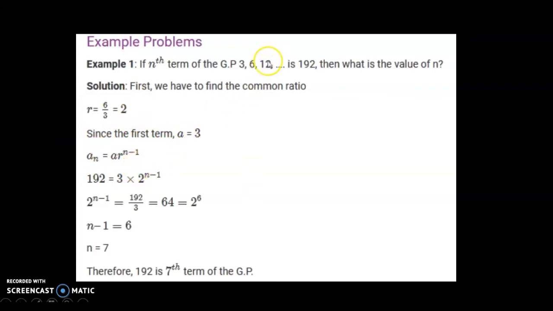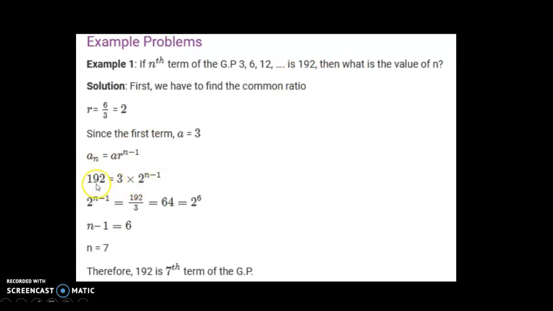So here we can see the common ratio is 6 divided by 3, that's 2, as already given it's a GP series. And also the first term is 3, so a is equal to 3, and the nth term is already given, that is 192. So just put all the values here. 192 is equal to 3 into 2 to the power n minus 1.